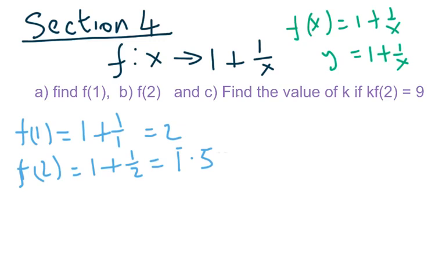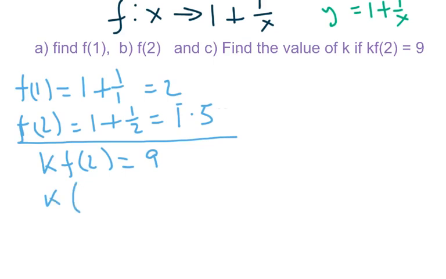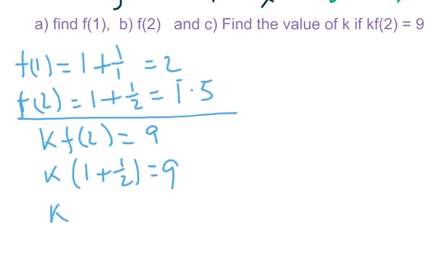The third part of this question says, find the value of k if k multiplied by f of 2 is equal to 9. Note we just write kf. We're not writing k multiplied by f, but it is k multiplied by f. So this one is, I want that k multiplied by f of 2 is equal to 9. So that means k multiplied by, well, f of 2 is equal to 1 plus 1 over 2, that's equal to 9. That means that k multiplied by 1.5 is equal to 9.